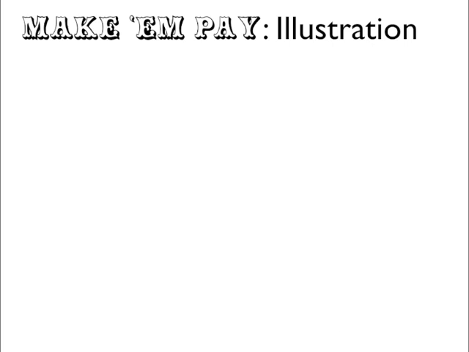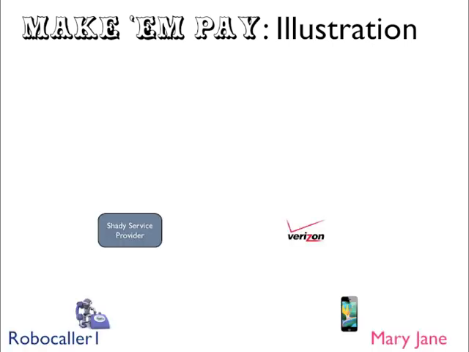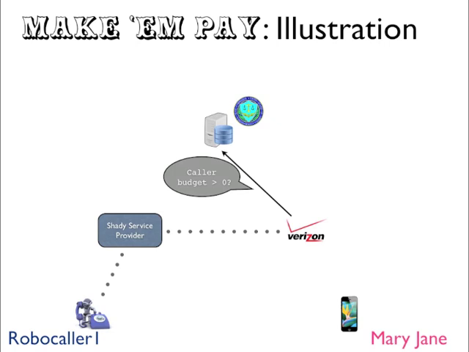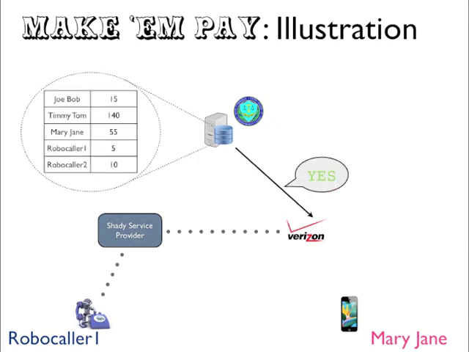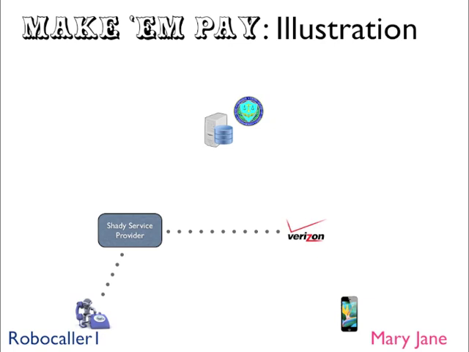Now let's see what happens when Robocaller 1 calls Mary Jane. Again, Mary Jane's service provider will first check with the FTC server to see if Robocaller 1 has sufficient budget. The FTC server will reply back saying Robocaller 1 does indeed have adequate budget, and so the service provider will connect Robocaller 1's call to Mary Jane.